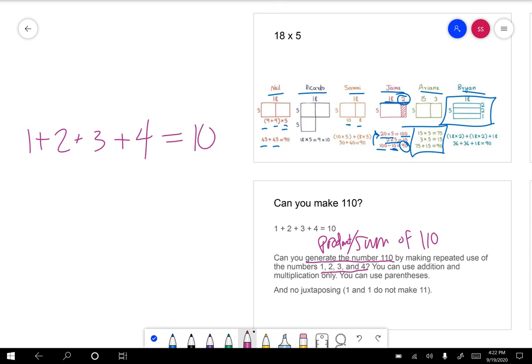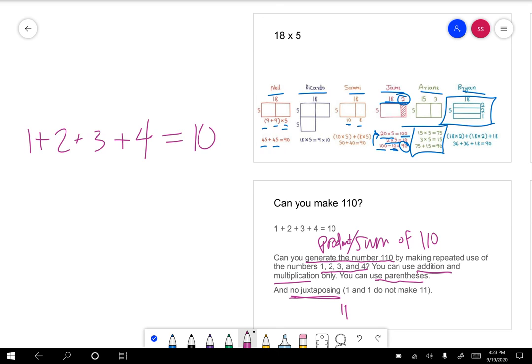So those are the only numbers you can use. Okay, only 1, 2, 3, and 4. You can use addition and you can use multiplication only. Okay, that includes parentheses, right? Parentheses are basically multiplication. So no dividing, no subtracting, no exponents, square roots, anything like that, and no juxtaposing. So if you can use the number 1, you can't just say 1 and 1 make 11, because they don't, they make 2. Okay, so no juxtaposing.